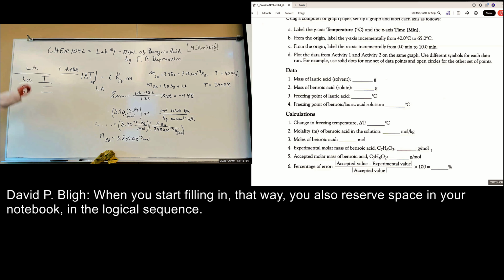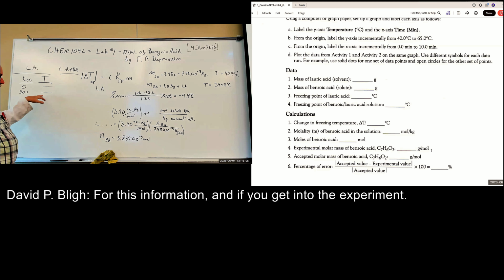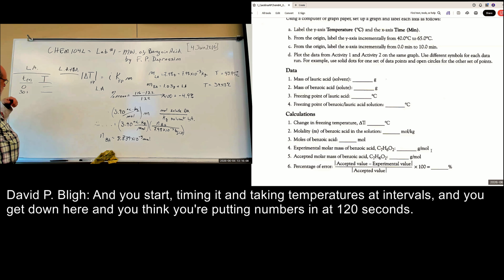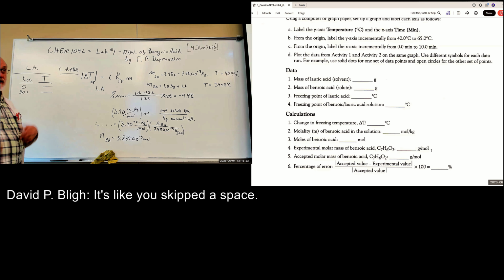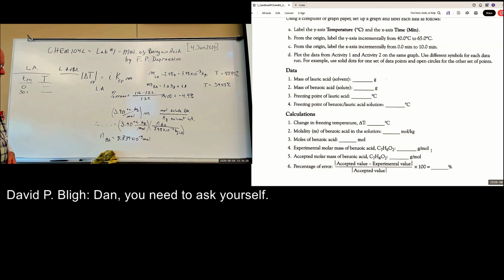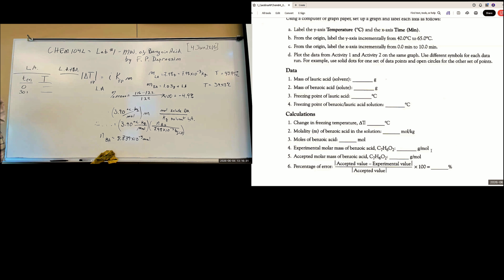That way, when you start filling in, you also reserve space in your notebook in the logical sequence for this information. And if you get into the experiment and you start timing it and taking temperatures at intervals, and you get down here and you think you're putting numbers in at 120 seconds, but you look up here and at 90 seconds, there's a blank. It's like you skipped a space. Then you need to ask yourself, can I go with the data as is? Can I just cross through that and initial it? Or do I have to go back and start all over again?